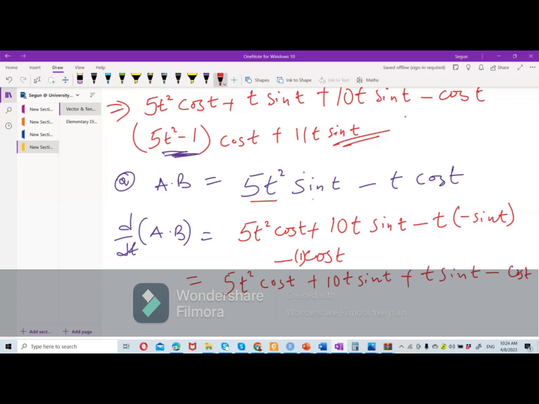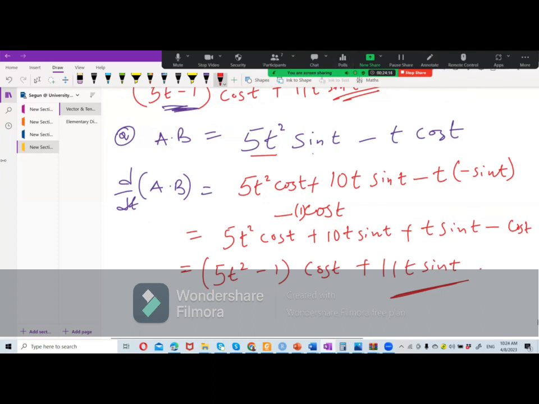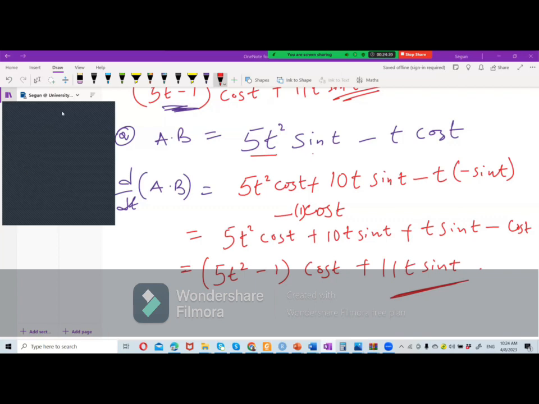That's all. So we can write it the way we put it up. All the cos, let it be together. If all the cos are together, I have sin t and 5t squared minus 1 cos t, plus 10t and 1t, 11t sin t. So it's still the same thing. Any question? Can we proceed? Yes, sir. Okay, thank you.